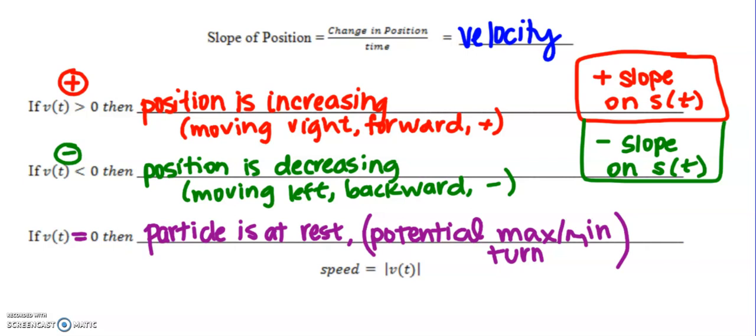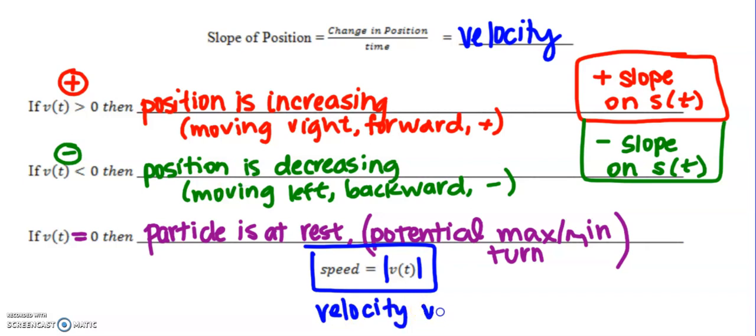Speed is the absolute value of v of t. Absolute value means that we're going to make all of our velocities positive. So speed is velocity without direction. And we'll look at that in a little bit. Velocity without direction. So you want to think about the fact that even if you're running to your left, your speed is still positive, but you would say your velocity is negative because you'd be moving to the left.